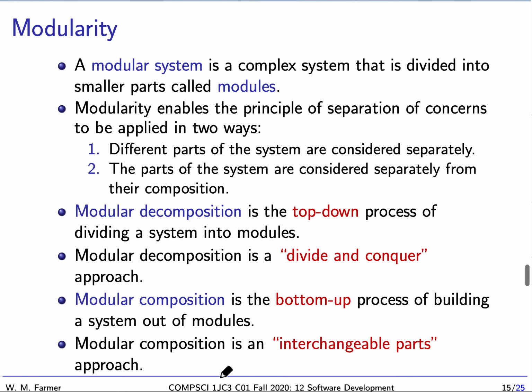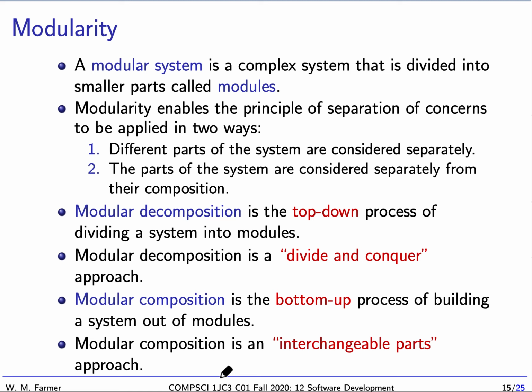Okay, another important software engineering principle is modularity. So a modular system is a complex system that's divided into smaller parts, and we call these parts modules. And modularity enables the principle of separation of concerns in two ways. So different parts of the system are considered differently, and how we consider the parts and how we compose the parts are considered separately. So this is how modularity works in these two ways.